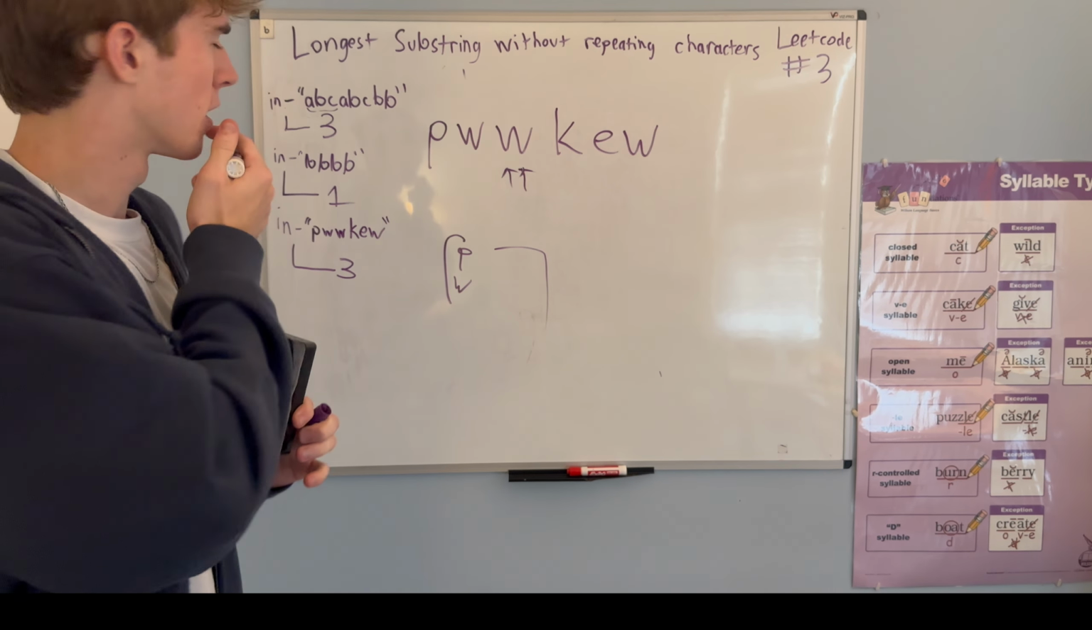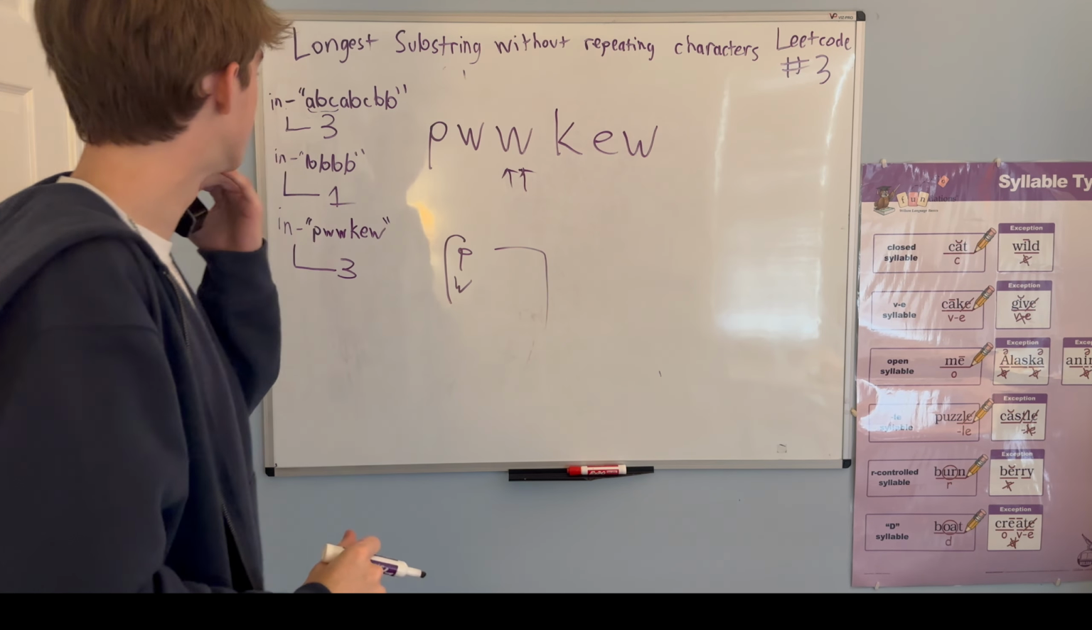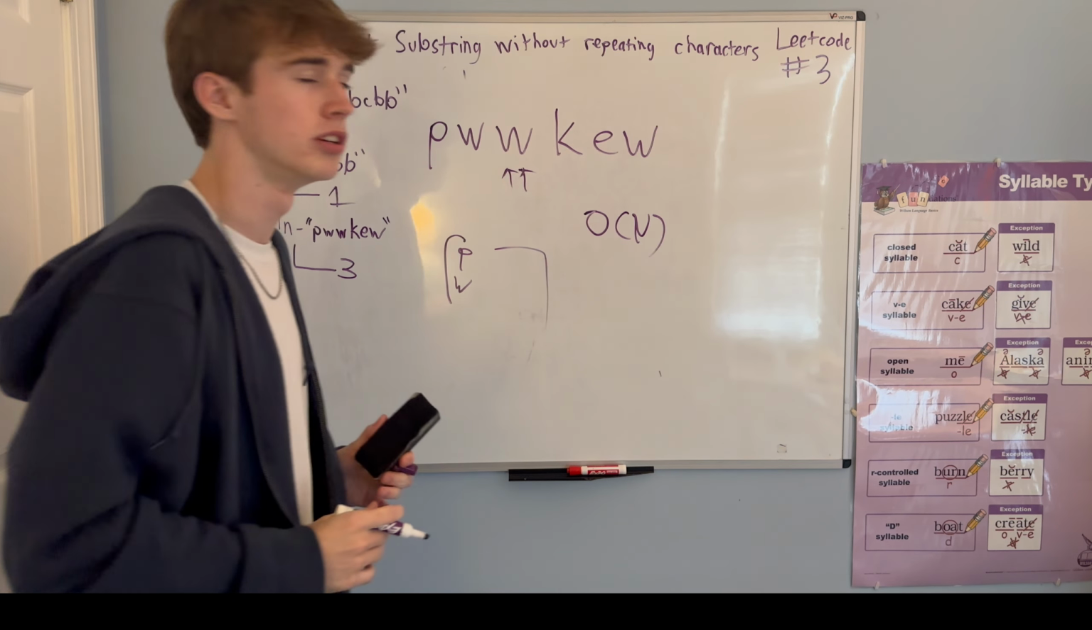So what does this complexity become? Well, we're only going through it once. I guess it's O of n. Looks like we have a solution. This is pretty fast too. All right, let's check it out.